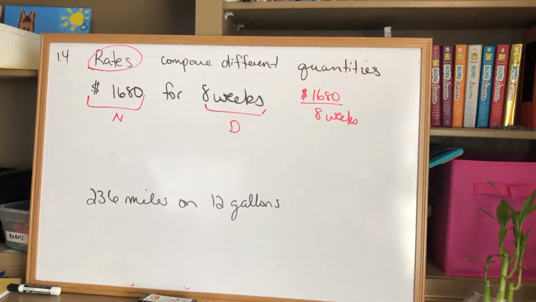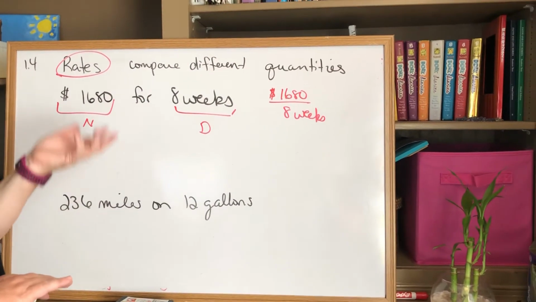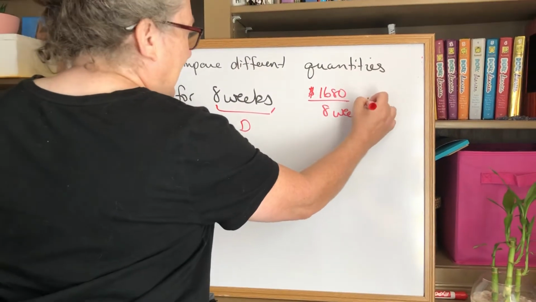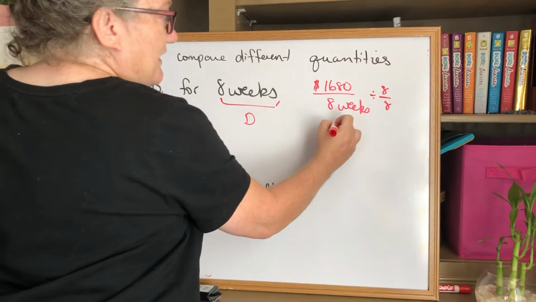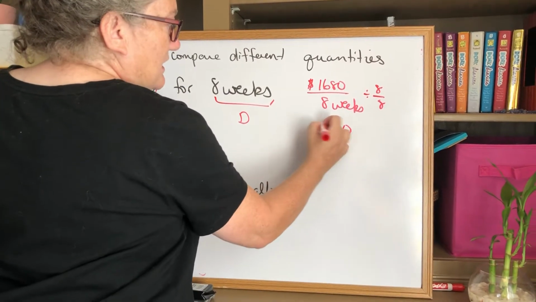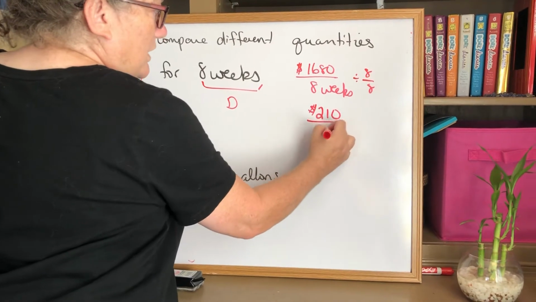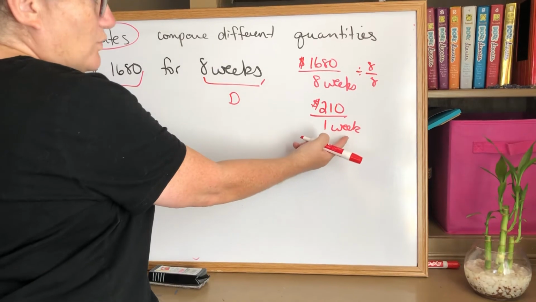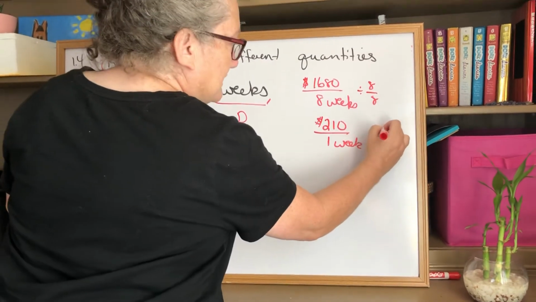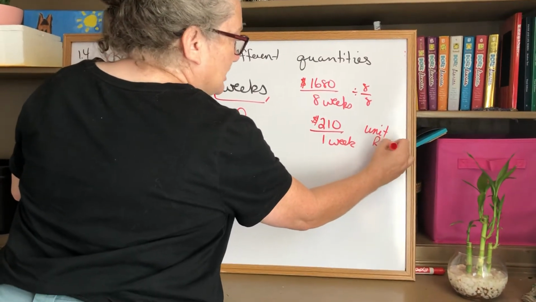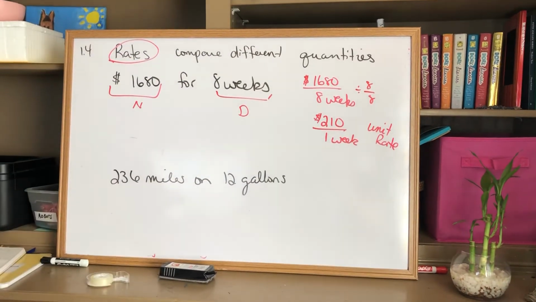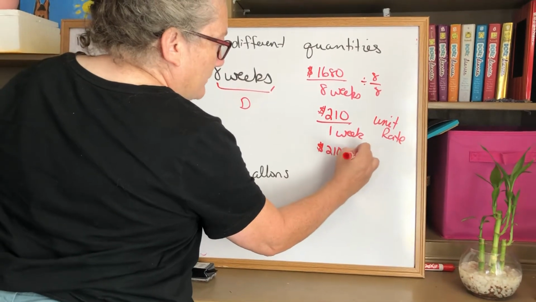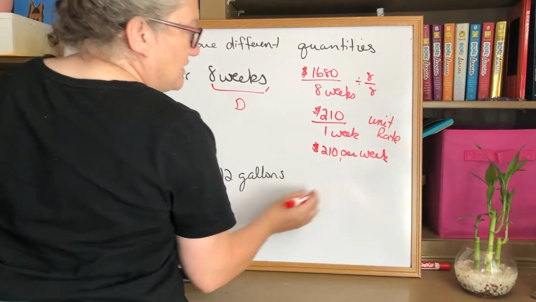So then we can simplify. We learned that a few videos ago, how to simplify. We take out what's in common, and both of these are divisible by 8, so I can divide by 8 over 8, and this becomes $210 in 1 week. You must have the dollar sign, you must have the week. This is what we call a unit rate, and it's a unit rate because the denominator is 1. We can write this as $210 per week is another way we can write it.